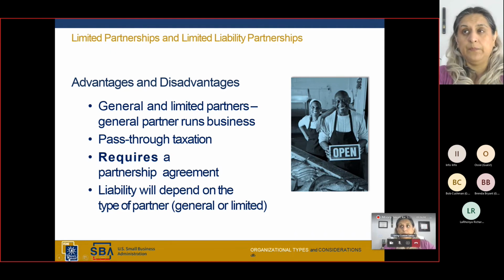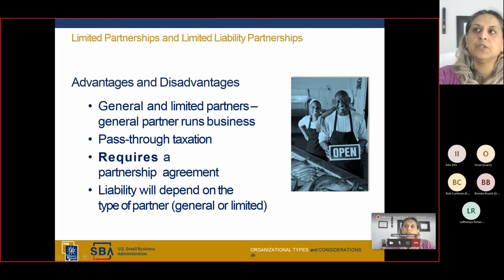Now, when we speak to liability and risk, with the limited partnership structure, liability varies depending on the type of partner. A general partner has unlimited personal liability. Again, that's unlimited personal liability. A general partner is responsible for the everyday operation of the business. A limited partner is personally liable only up to their personal investment in the partnership. So the limited partner must maintain a limited role in the day-to-day administration of the business.